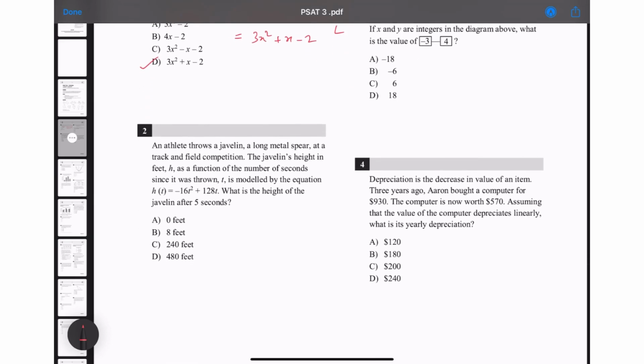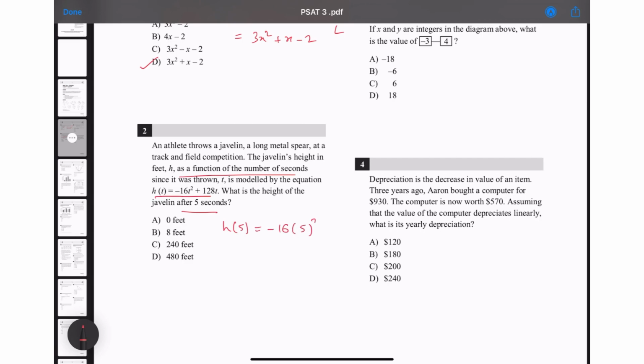Next question says, an athlete throws a javelin, a long metal spear, at his track and field competition. The javelin height in feet is given by this. You can also read along with me. What is the height of the javelin after 5 seconds? This is a function depending on t, so let us put t equal to 5 because we need to find the height after 5 seconds.